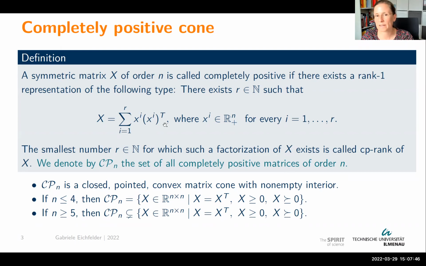So for instance, rank 1 matrices are completely positive matrices, as long as the vector for which you build a rank 1 matrix is non-negative, but you can also generate further matrices by taking sums of such rank 1 matrices. And the smallest number R for which you can represent your matrix X in such a way also has a specific name. It's called CP rank. We will not need it on the further slides. It's already a lot of work to find the CP rank for a specific matrix, if possible at all.